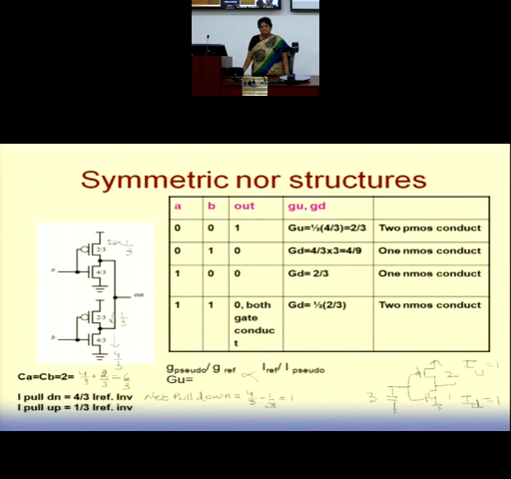Ma'am, in this, why is the G differing for the two combinations? We will come to it. Okay, this is not a correct value. I will ask you to derive it.